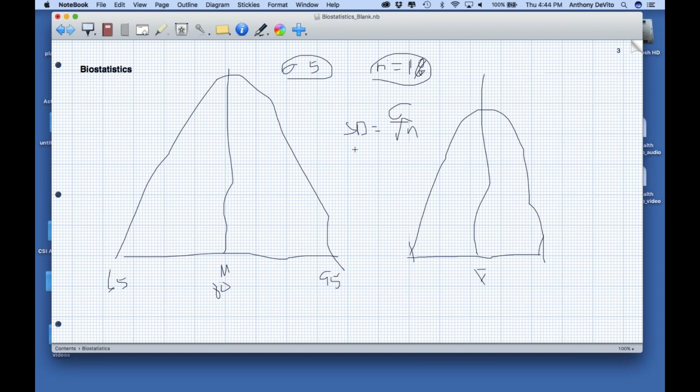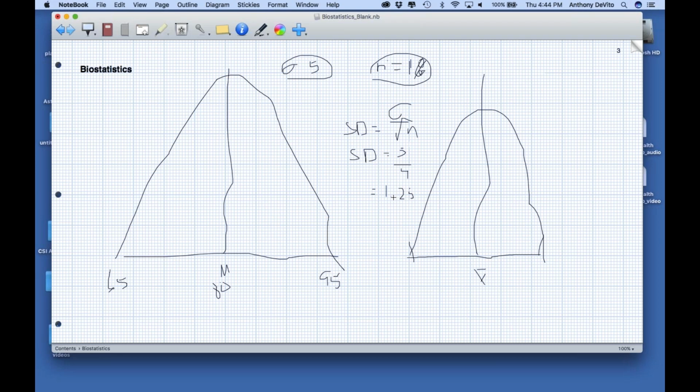Okay, so the standard deviation for all of these repeated samples, if I took a sample of size 16, is going to be 5 divided by the square root of n, which is 16. Square root of 16 is 4. 5 over 4 is going to be equal to 1.25, right? 1.25.